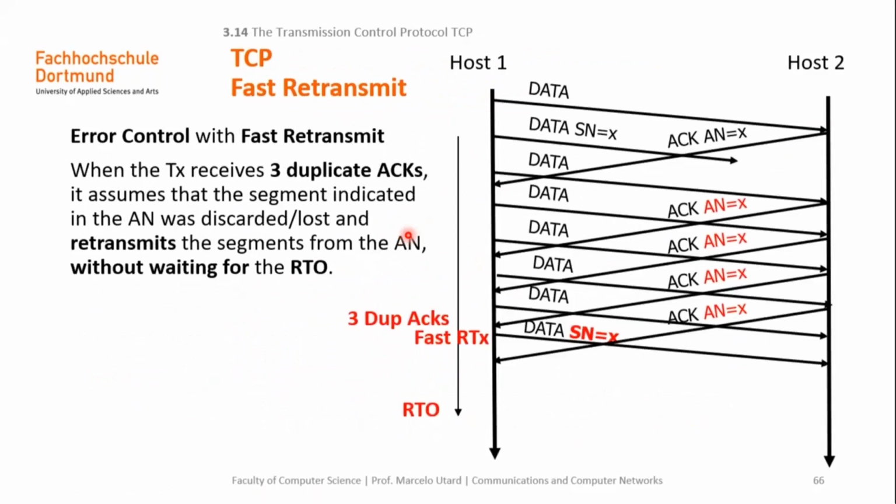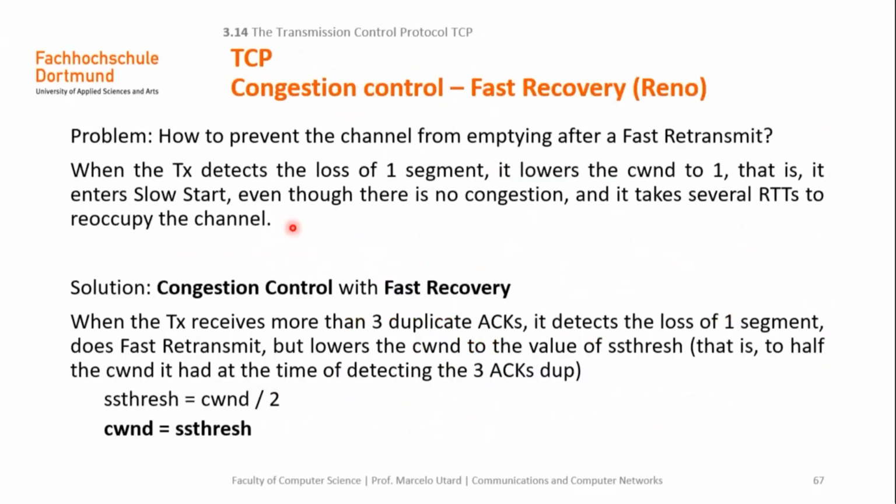That's why we use this solution, the congestion control with fast recovery. When the transmitter receives 3 duplicate acknowledgements, it detects the loss of one segment, does fast retransmit, but lowers the congestion window to the value of the slow start threshold. That is to halve the congestion window at the time of detecting the three duplicate acknowledgements, or dupacks.